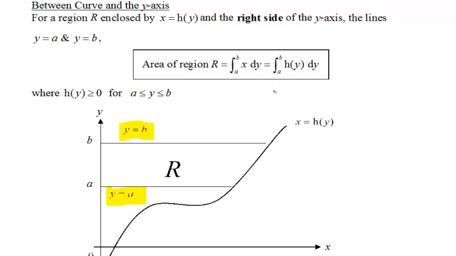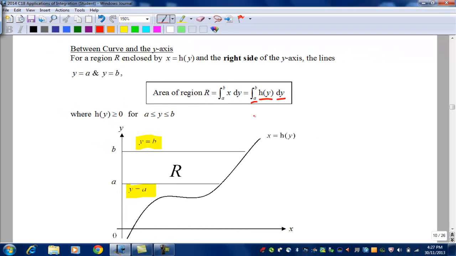So essentially you are integrating an expression in terms of y with respect to y. For your lower limit, it will be the lower bound, y equals a, and your upper limit, b, will be your upper bound, y equals b. Take note that h of y has to be at least 0. In other words, the section of the graph has to be on the right side of the y-axis.